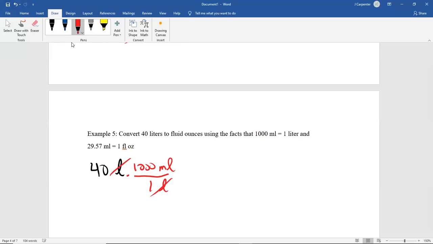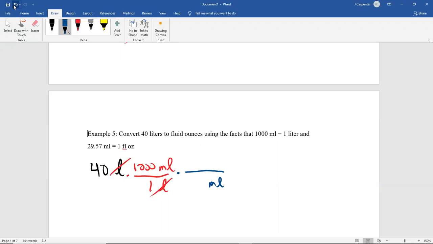Out with the old. The liters are gone. But now we're in milliliters, which is not the units they want, which means we've got to do this again. So times... out with the old. What's the old? It's the milliliters. So we put milliliters in the bottom. The old is not always the original one. It's whatever we just most recently have.